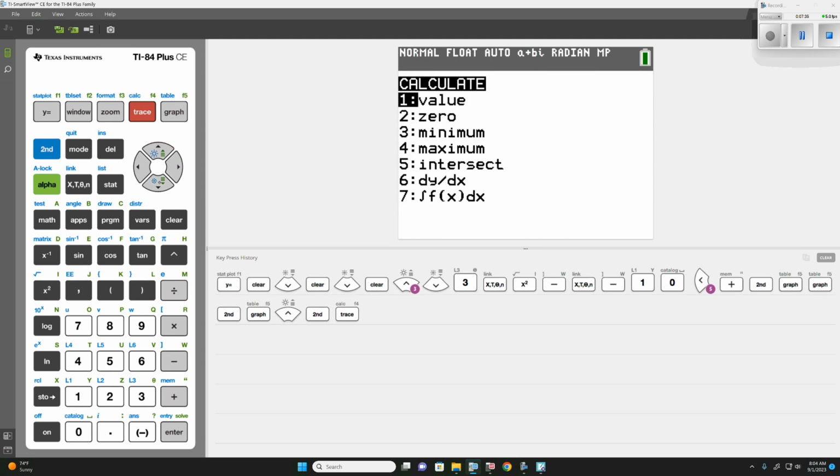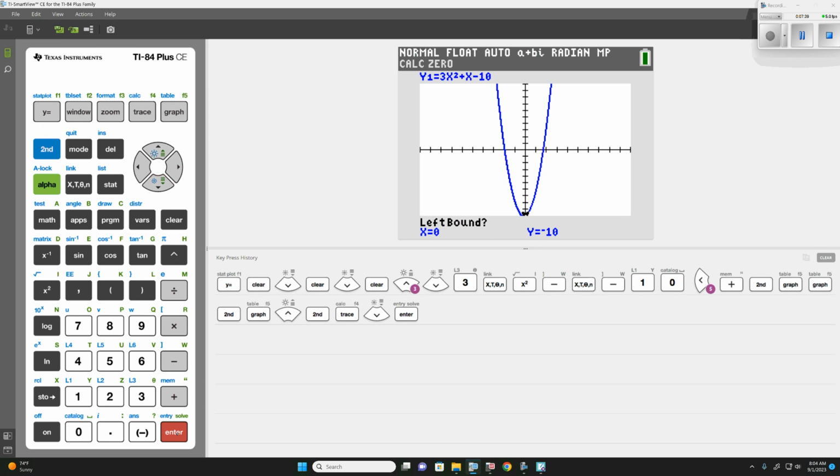Now we can calculate a zero. We can go second trace, zero. And I'm going to pick a left and right bound. So we know that the spot where it crosses the x-axis is what we want to find. I'm going to pick a point to the left of it for the left bound, and for the right bound, a point to the right. Since it's going from below to above, the first one is going to be a spot below. The right is going to be one above. If we're going for the other one, we would pick the left above, the right below.